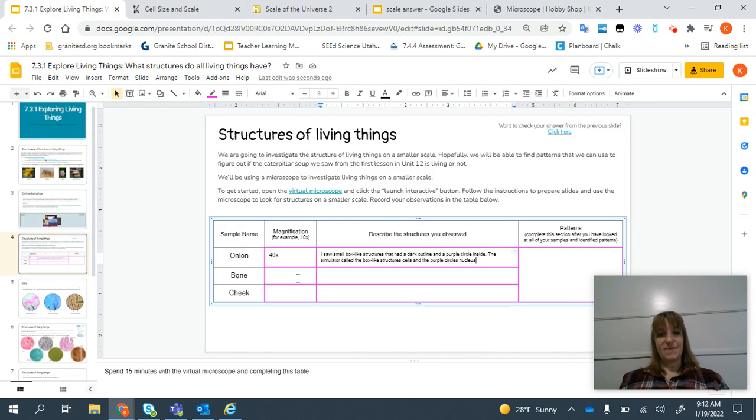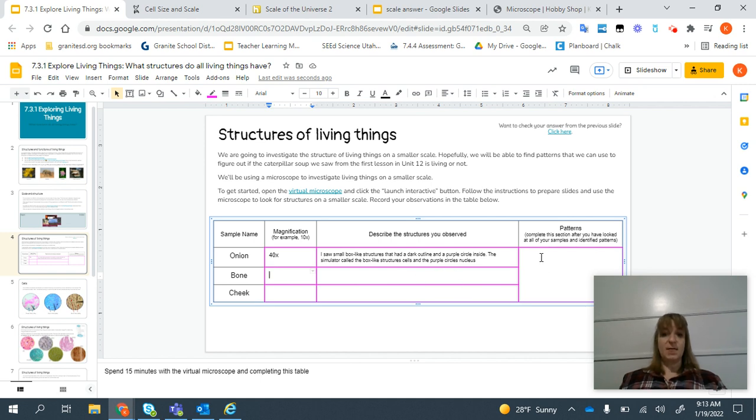So I would advise you, where it says magnification here, to look at all three magnifications, 4 times, 10 times, and 40 times, and then just find the clearest picture. And whatever magnification is the clearest picture, where you can get the most information, I would put that here in the table and then describe what you saw at that magnification.